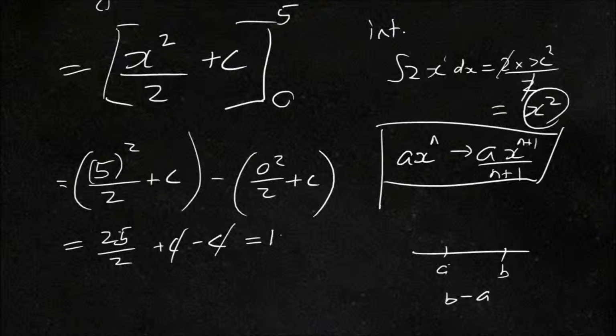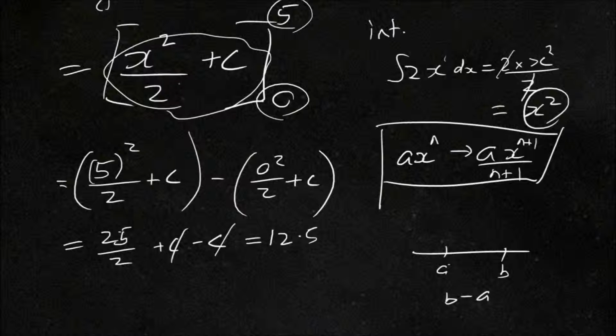And you're left with the answer of 12.5, which is what we previously got when we calculated the area of a triangle. So if you're solving this problem but you're doing it as an indefinite integral, this is where you leave your answer, because you don't need to substitute these values here. All you need to do is leave it as a general formula, and it's important to include the plus c.